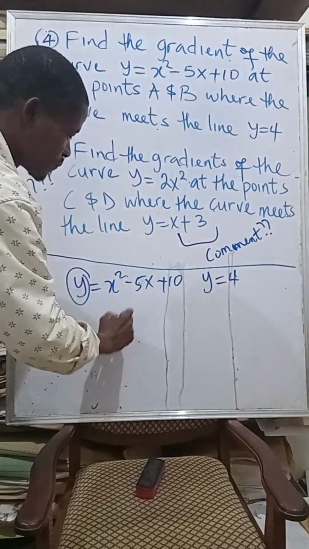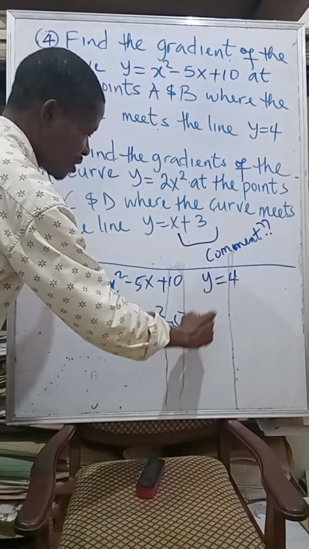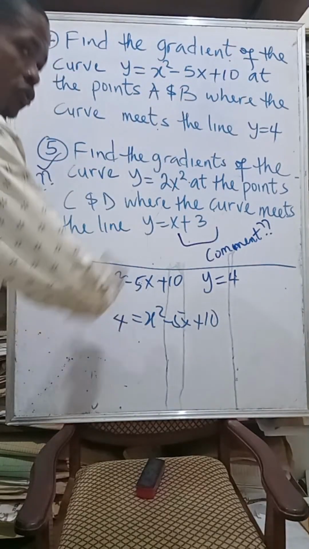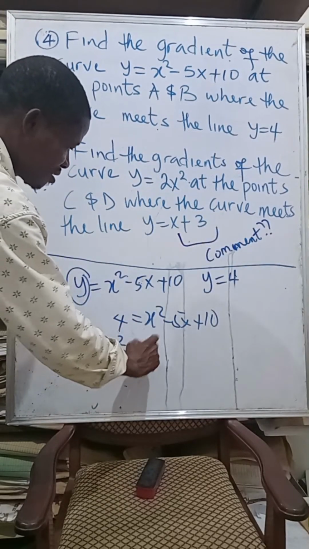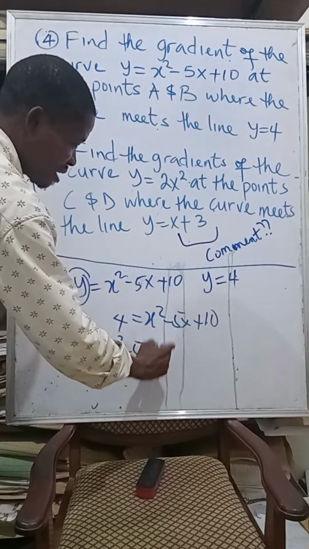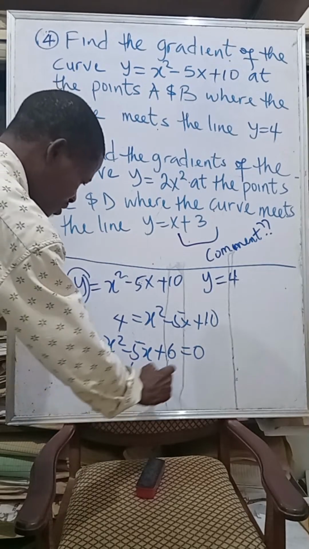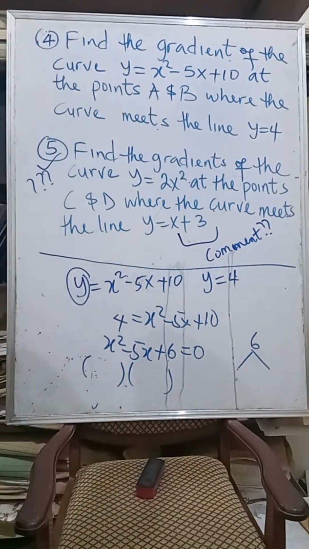So that will be 4 equal to x squared minus 5x plus 10. Then make it a quadratic equation, move this 4 to the other side, and that will be equal to what? x squared minus 5x plus 10 minus 4, that's a plus 6, equal to 0. So we're going to find two factors of 6 that can give us minus 5.